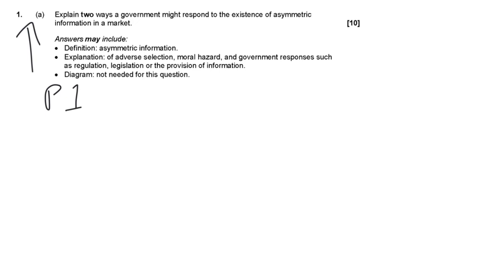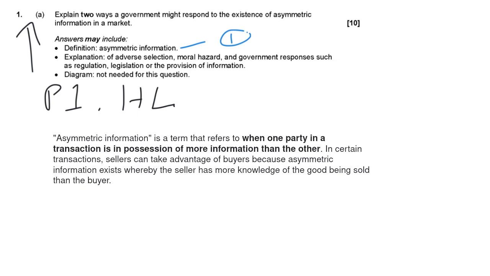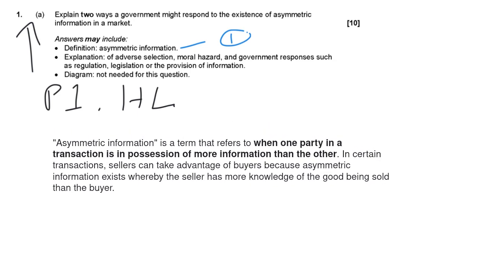We are going to do the Paper 1 high level questions. We'll start with question 1A about asymmetric information in the market. First of all, we must give a definition, so you can take a look at the definition on the screen. Asymmetric information refers to there being two parties, but one has more information than the other. For example, the sellers will have more information than the buyers.